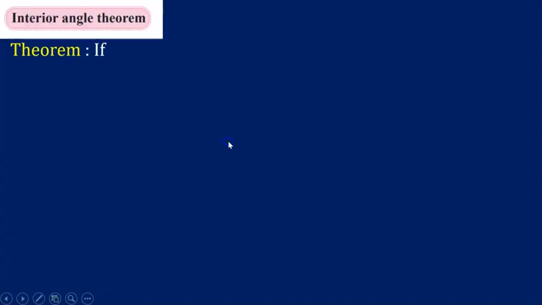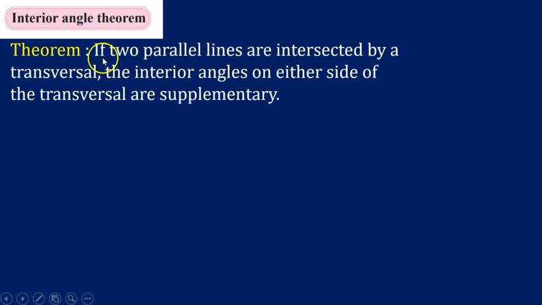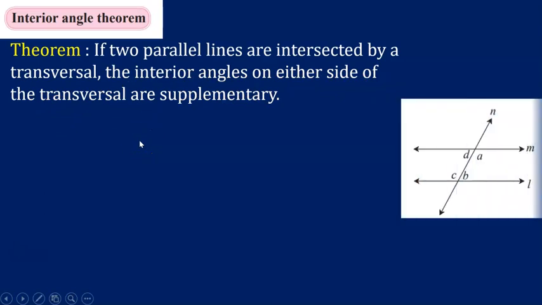Now, the interior angle theorem. What is that theorem? If two parallel lines are intersected by a transversal, the interior angles on either side of the transversal are supplementary. See this here: these are the two parallel lines, line M and L. N is their transversal. Then the interior angles on either side of the transversal are supplementary.